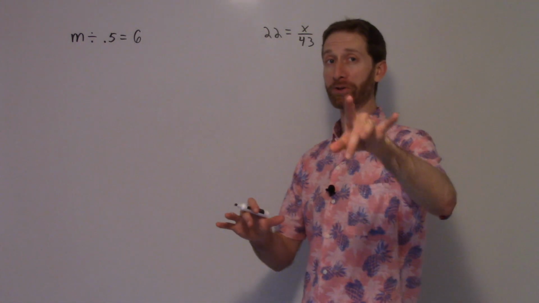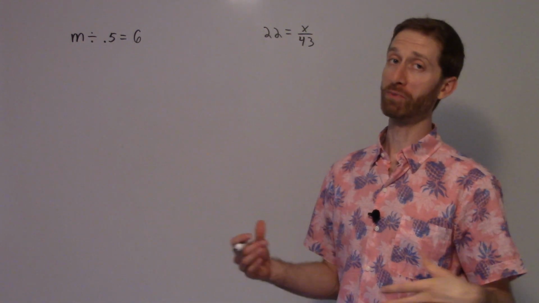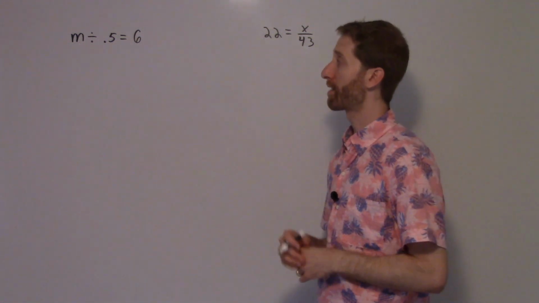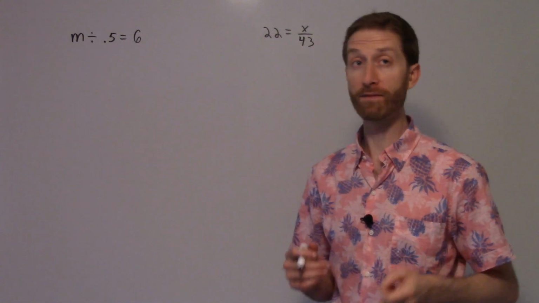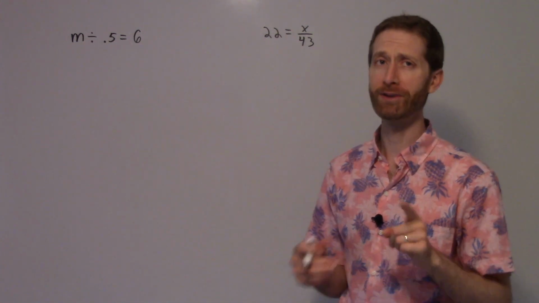Here we go. We are going to be solving some one-step division equation problems. So without further ado, let's jump right into it. The first equation I have is m divided by 0.5 equals 6. Oh no, there's a decimal. No worries, guys. You got this.